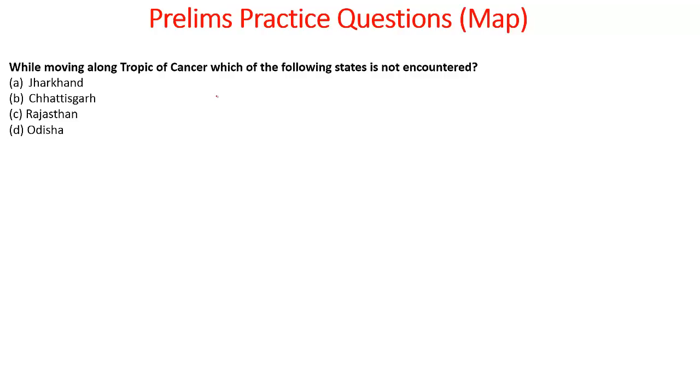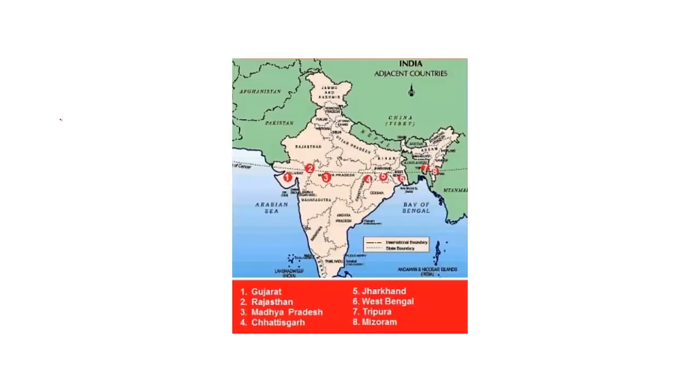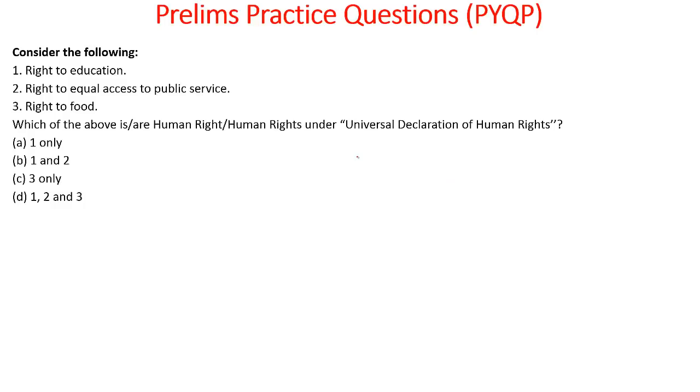While moving along the Tropic of Cancer, which of the following states is not encountered? The answer for this is Odisha. So these are the states through which the Tropic of Cancer passes: you have Gujarat, Rajasthan, Madhya Pradesh, Chhattisgarh, Jharkhand, West Bengal, Tripura as well as Mizoram. So kindly remember the state names. This can likely be asked in your preliminary examination. Let's look into the next question.